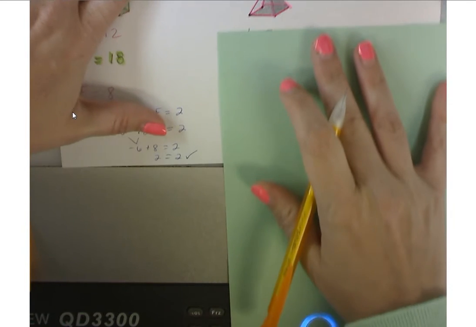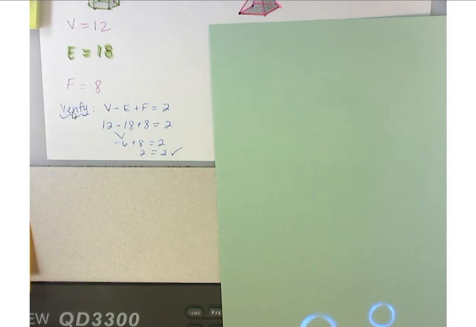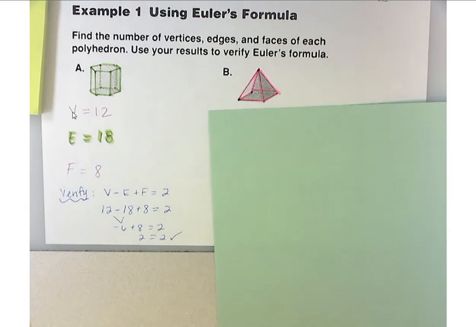Okay, and then we're going to do something similar for B. So if you haven't already, I know some of you have, will you guys find the vertices, the edges, and the faces for B. So the important part of the verifying is showing that you understand that both sides are equal.